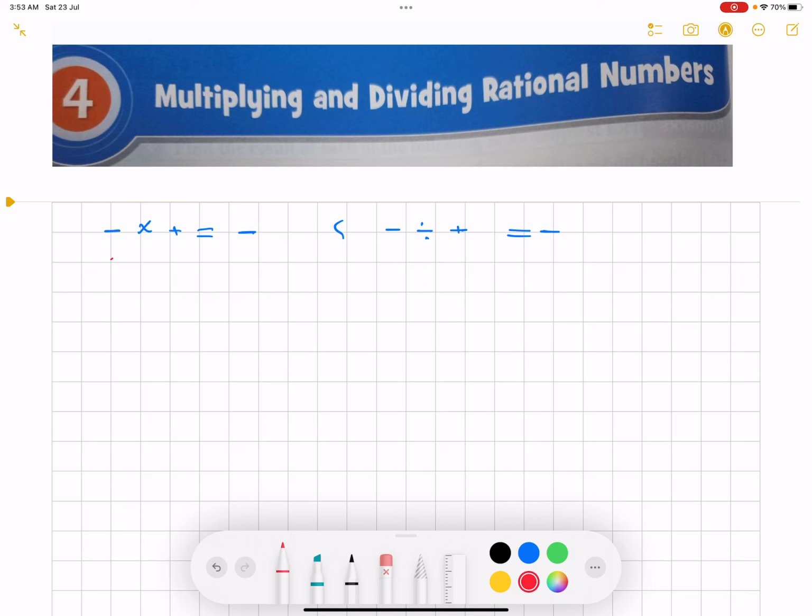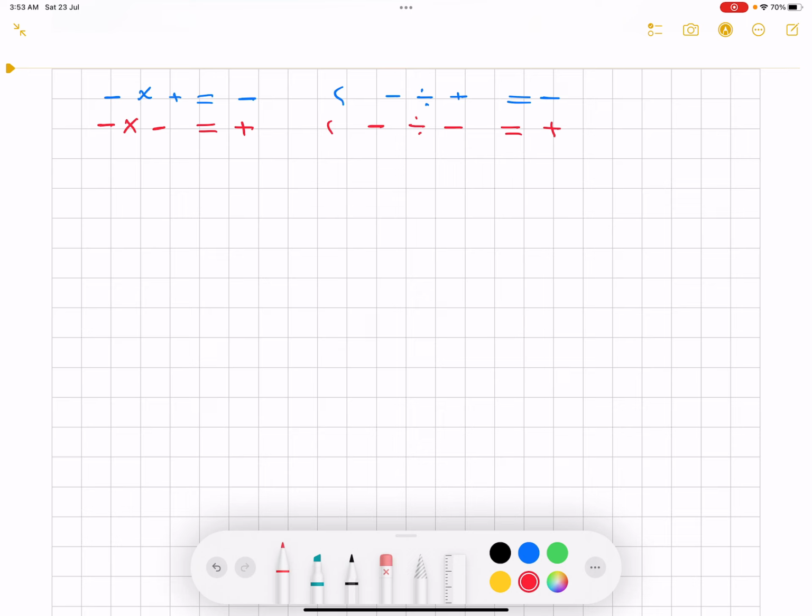طيب لو افترضنا على سبيل المثال we get negative times negative, so the result will be positive. Negative divided by negative, the result will be positive. بنcancel each other out والناتج في الآخر بيكون positive. So let's get started. The first rational number here we are gonna multiply 3/4 times 1/5.